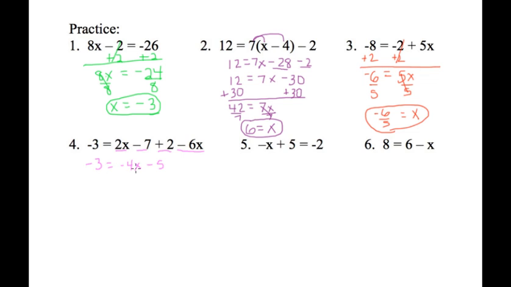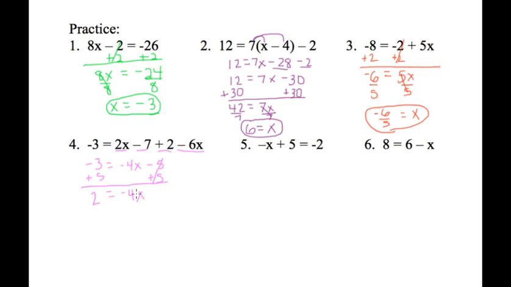Now I can solve. Go to the side that has the x with it and undo what's been done to the x. So to undo minusing 5, you'd add 5 to both sides. Negative 3 and 5, think money. I lose $3, get 5 back. That's 2 equals negative 4x. This is gone.